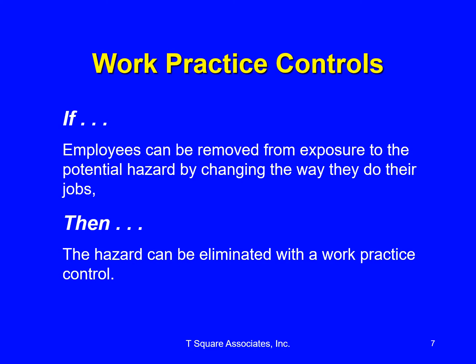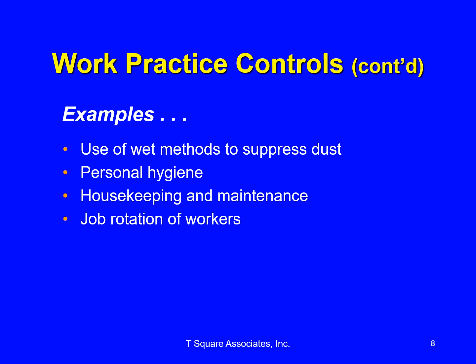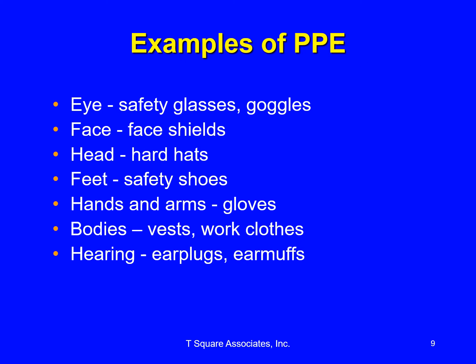Work practice controls is, like it says, a practice, a way that you change the way people do things in order to eliminate the hazard. Some examples of that might be using wet methods to suppress dust where you can, personal hygiene, housekeeping and maintenance, or changing jobs of workers so they have less exposure.